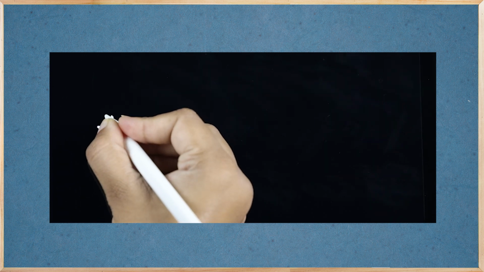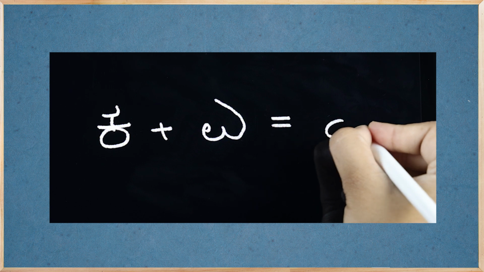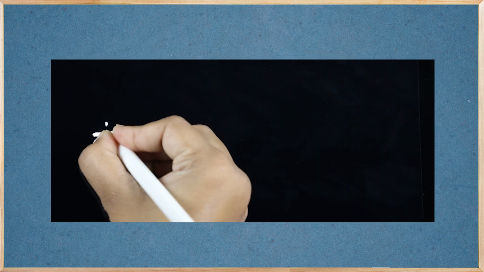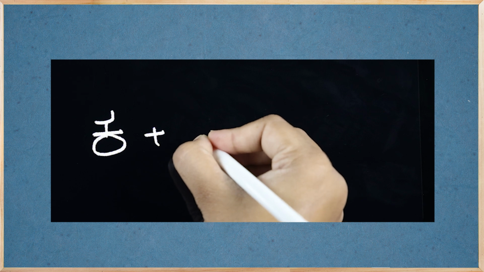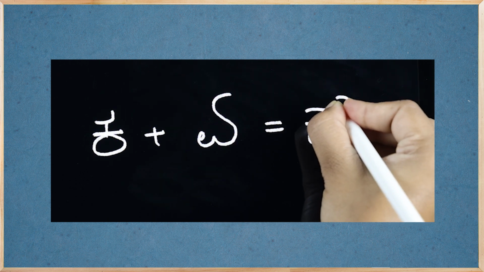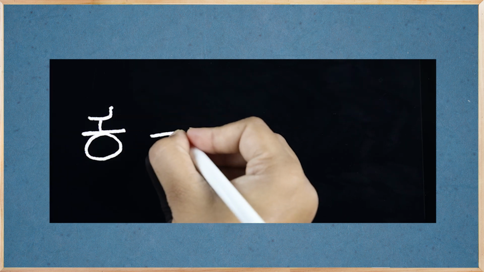K plus A becomes K. The vowel A creates the sound K. K plus A becomes K. With the vowel A, the sound elongates to K.